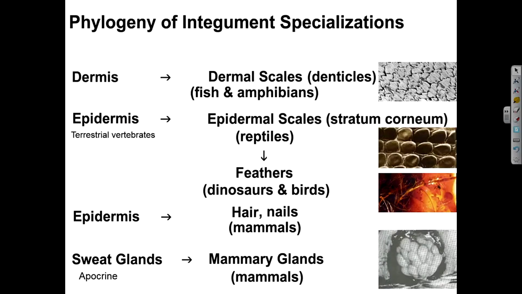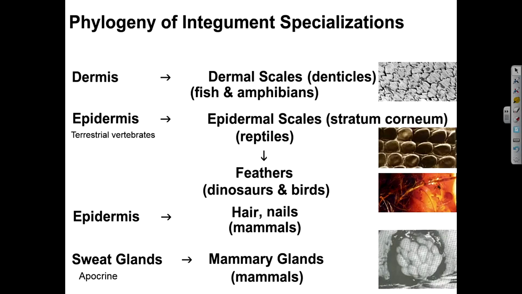Okay, so if we look at the phylogeny of integumentary specialization, it's kind of interesting. If we go back to our primitive vertebrates, like fish and amphibians, these critters have dermal scales on the surface, scales formed by the dermis. They don't have an epidermis, they have dermal scales. Fish have scales, right? I'm talking about fish scales here. Some of them are really, really small. If you feel the surface of a shark, it feels like sandpaper. They're just super small scales.